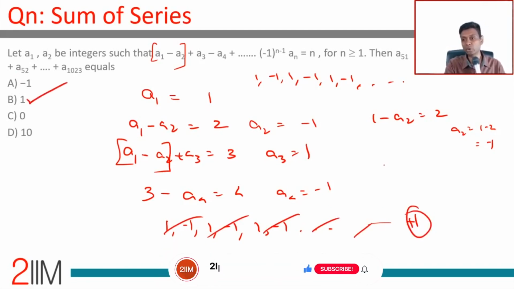A51 to A1023, there are an odd number of terms. So there is one more odd term than even term. Each odd term will cancel with each even term. The extra odd term is going to be 1. So the total is 1.